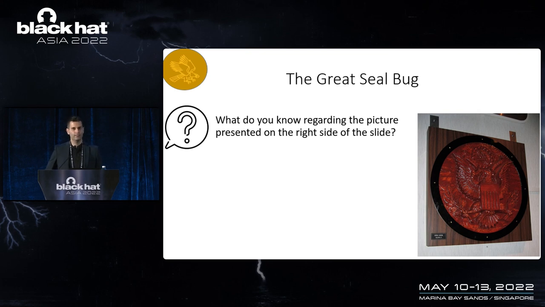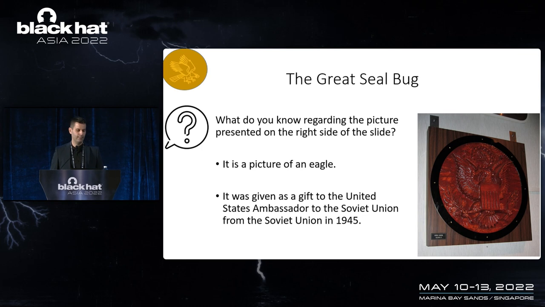Okay, so let's start with a question. What do you know regarding the picture presented on the right side of the screen? Okay, so here are a few interesting facts. The first fact is that, as you can see, it is a picture of an eagle. And another fact is that this picture was given as a gift to the United States ambassador to the Soviet Union at the end of World War II. They actually received it as a gift from the Soviets.